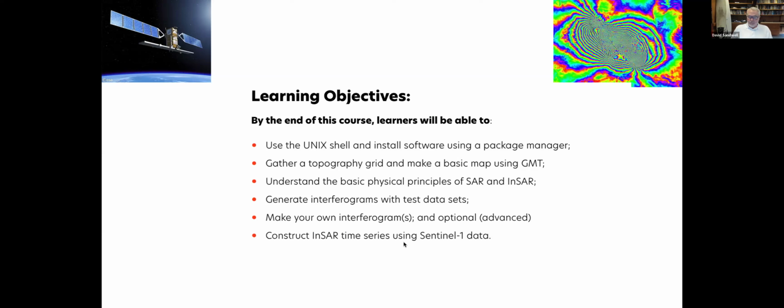Understand the basic physical principles of SAR and InSAR. Learn how to generate interferograms with test data sets that are already available. We'll show you where those are. Make your own interferograms of something you're interested in. And finally, if you really are advanced and have a lot of computing power and time, how to construct InSAR time series with Sentinel-1 data.